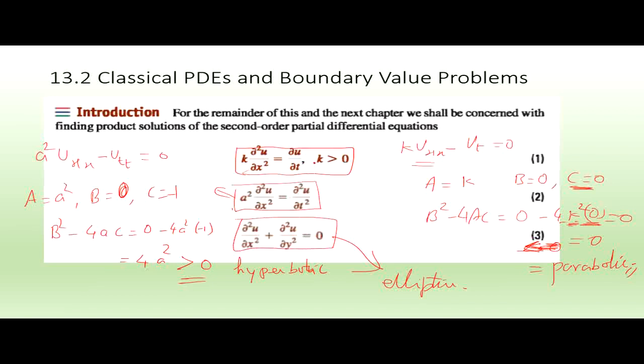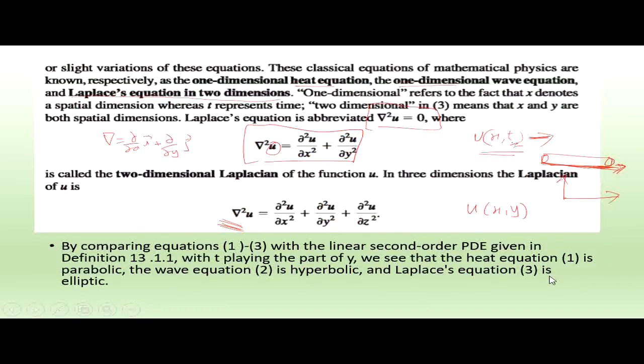So one-dimensional heat equation is parabolic, one-dimensional wave equation is hyperbolic, Laplace equation is elliptic, because here a is 1 and c is 1, b is 0. Therefore b square is 0 minus 4 into 1 is negative. Negative, then it is obviously elliptic. Okay, the first one is 0, second one is positive, third one is negative. That's what is given here in the statement. Check this one.